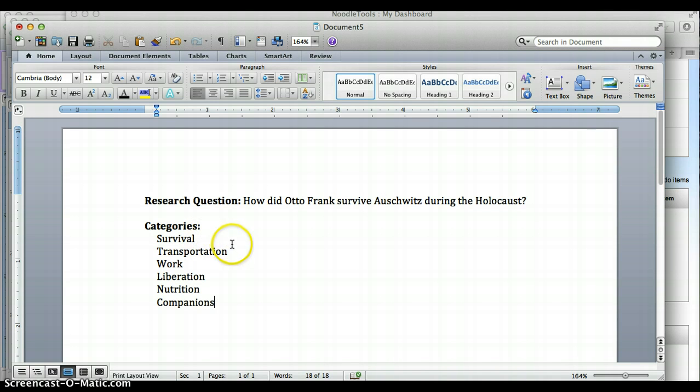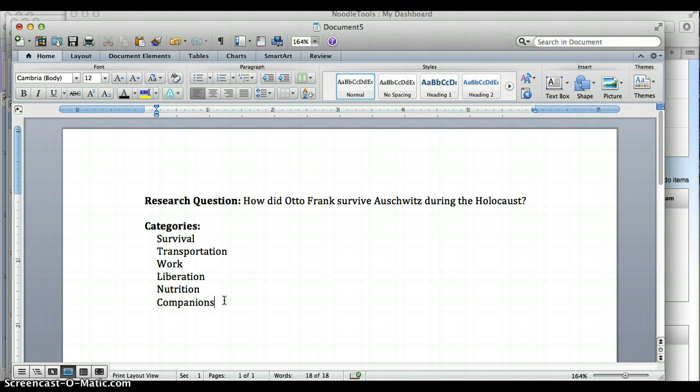Another topic we discussed was transportation. How did he get to Auschwitz? What happened to him while he was there would be under the work category. We also have liberation, what happened at the end, how he was able to survive and escape or leave Auschwitz. Nutrition and companions, how he was treated and what happened while he was there.